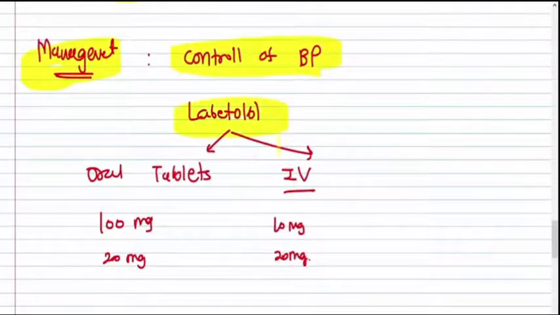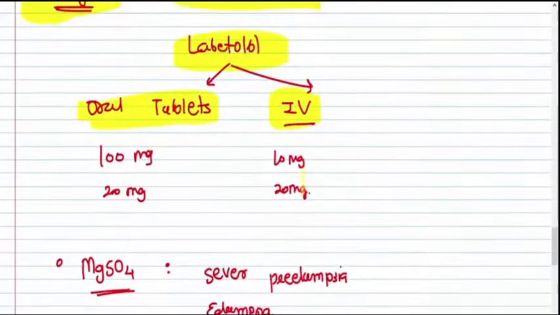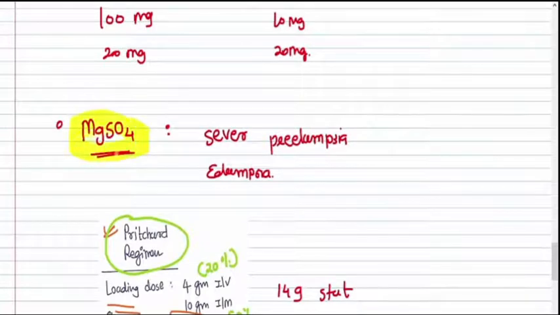Now, management of hypertensive disorder in pregnancy: the first is control of blood pressure. Labetalol is the drug of choice. It is available as oral tablets and also as an intravenous dose. The next important medicine is magnesium sulfate. It is very important for severe preeclampsia and eclampsia. It can prevent seizure disorders.